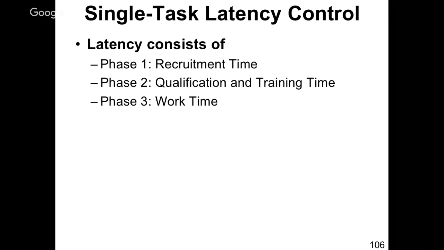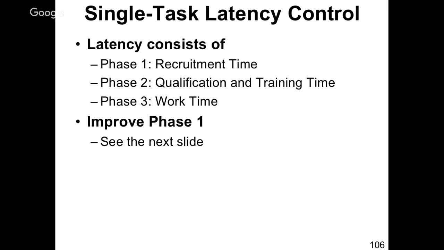So in order to improve the latency for a single task, what we really need to do is to reduce the time spent in recruiting, the time spent in qualification and training, and the time spent in labeling this single image. I'm going to talk about how we can reduce the recruitment time in the next slide.